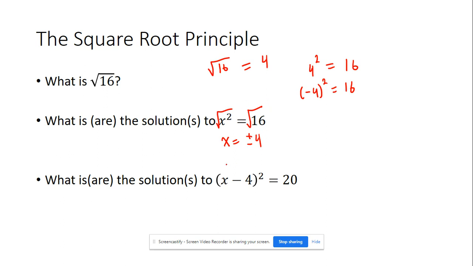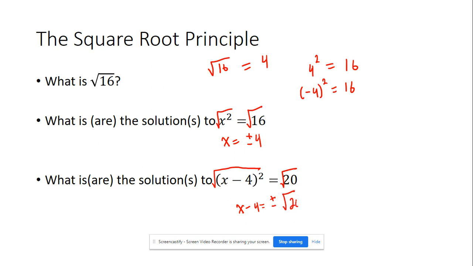Now we're looking at something like this: (x minus 4) squared equals 20. Again, I'm implying there are two solutions here. If I square root both sides of the equation, first of all, this gets rid of the squared here, and that means x minus 4 equals. But if we square root both sides of an equation, we have to go plus or minus.